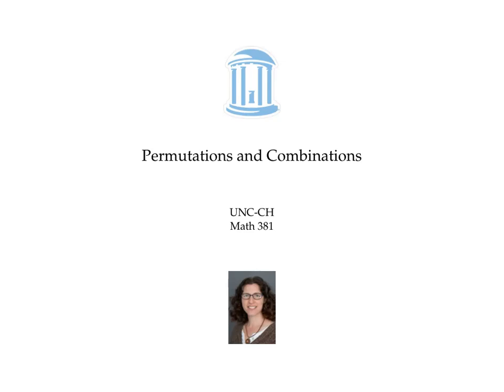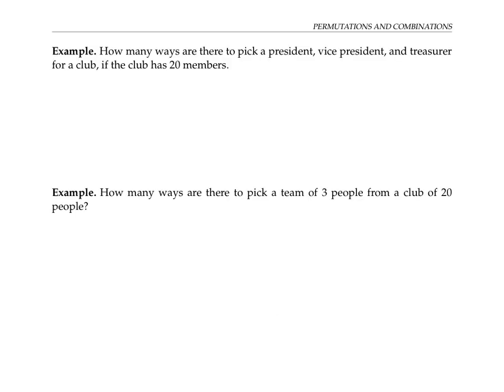This video gives some basic examples, definitions, and notation for permutations and combinations. How many ways are there to pick a president, vice president, and treasurer for a club if the club has 20 members? Well, there are 20 options for how to pick the president.